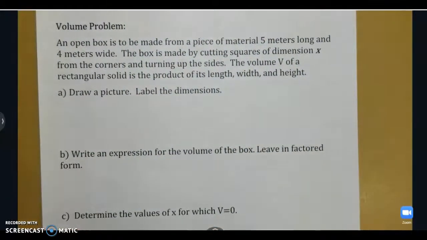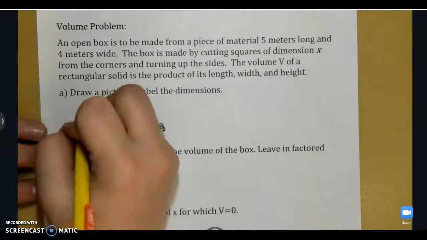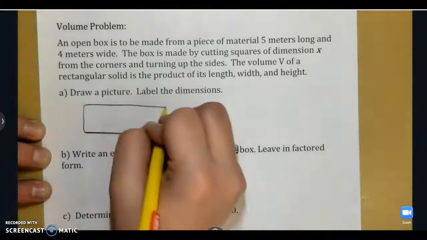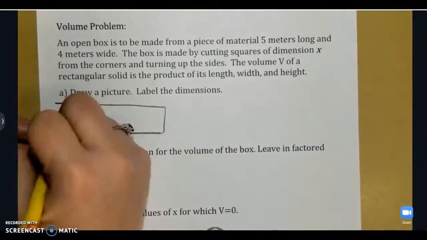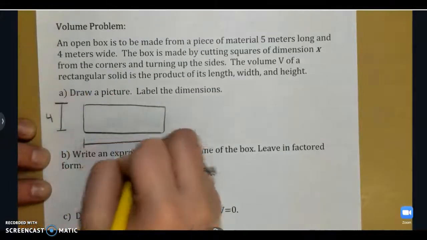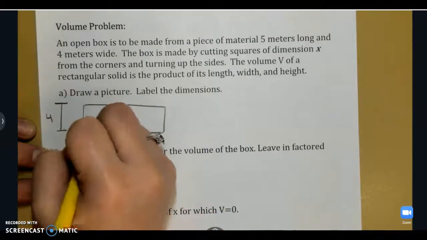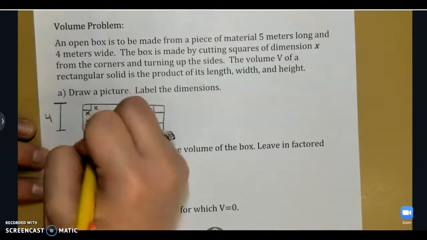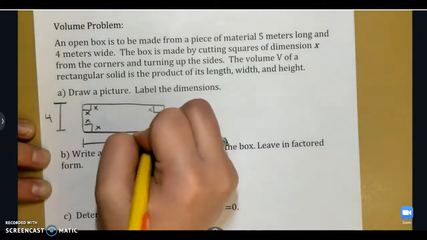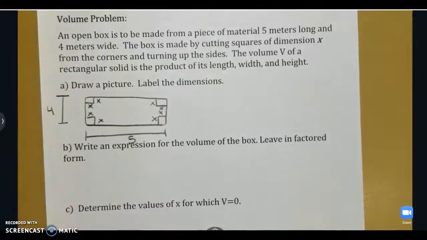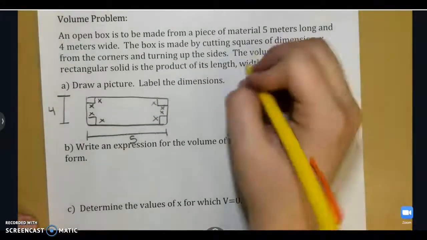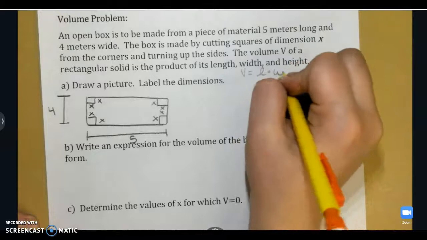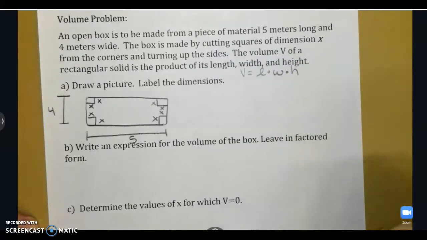So we want to make a box starting with some flat rectangle. So this could be made of cardboard of some sort. And its width is 4 and its length is 5. And what I'm going to do is cut out a square from each corner with length of x. And I'm going to fold it up to make a box. Now, to find the volume of that box, that's going to be length times width times height. So we need to find the length, width, and height of this box that we're making.